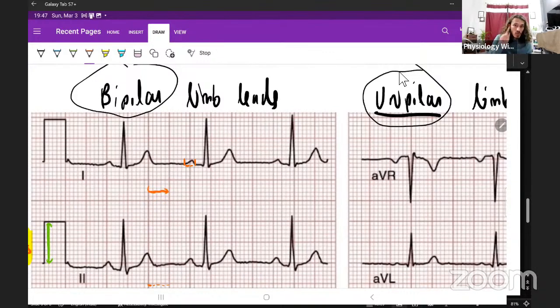Okay, now we know one small box duration is 0.04 seconds. So 2 small boxes means 0.08 seconds. So here, P wave is how much? 0.08 seconds. Okay, can you try telling me what is the duration of your PQ interval? Not interval, sorry, segment. The PQ segment is again from this point to this point. Again, 2 small boxes, which is again 0.08 seconds.